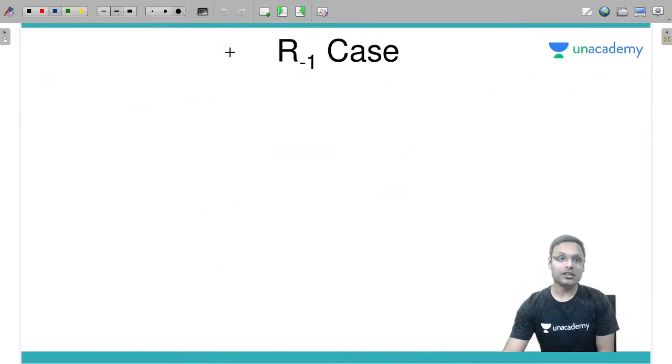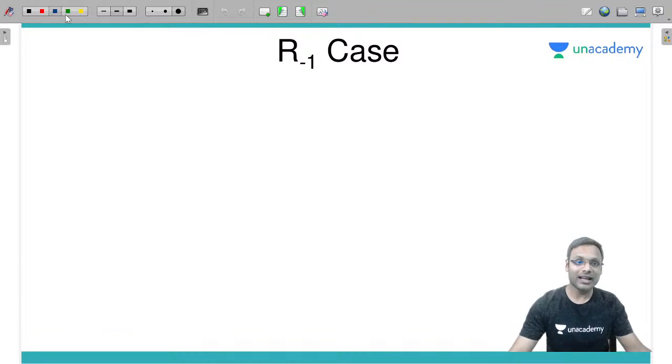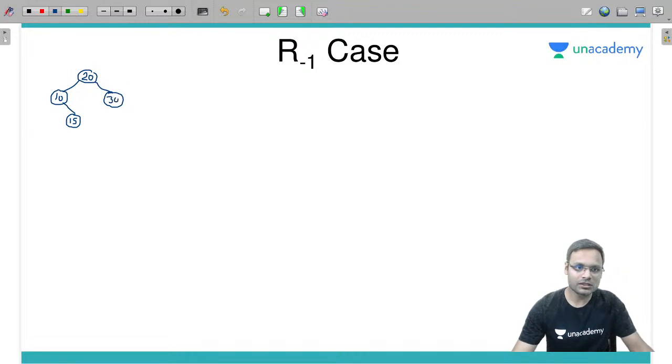Next one, R minus 1 case. Let's try to understand the R minus 1 case quickly. We have the node like this, 20, its left 10, right side 15, and right of 20 is 30. This is the tree. Of course it is a balanced tree. You can see the balance factor here is 0, leaf node 0. What is the balance factor at 10? 0 minus 1, minus 1. Here the balance factor at 20 will be 1, 2 minus 0, 1.